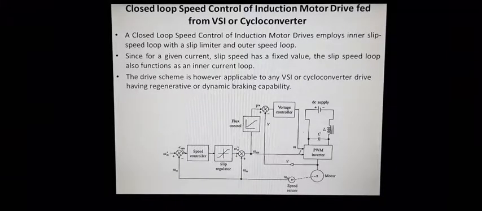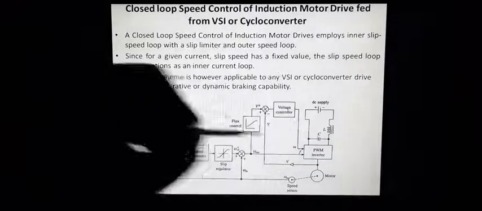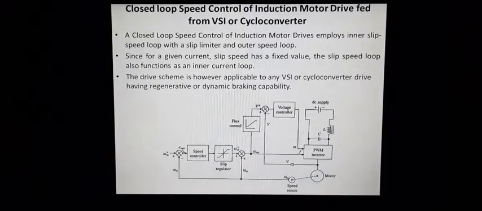Actually, there is one outer speed control loop, and there is one inner slip speed controller loop. Actually, these two loops are there. The outer loop is said to be the speed loop, and the inner loop is said to be the slip speed loop. So let's look into how this closed loop operation is actually working.